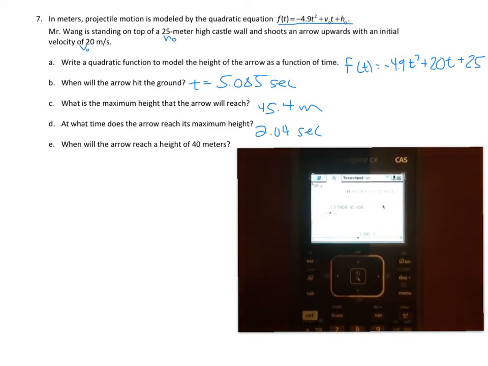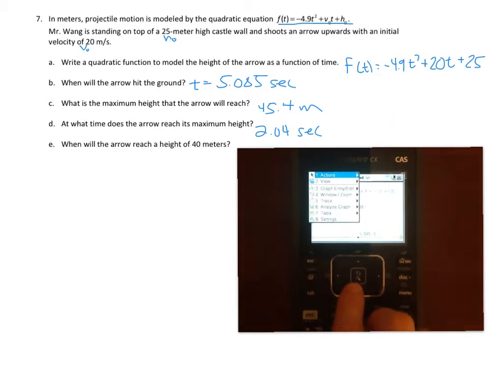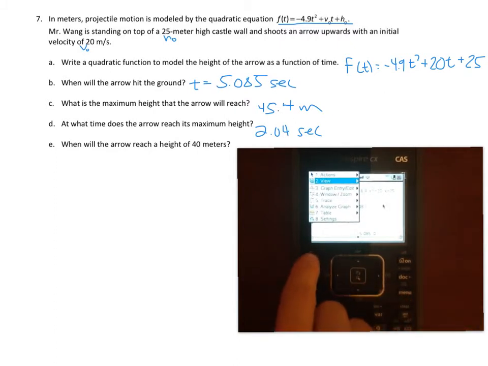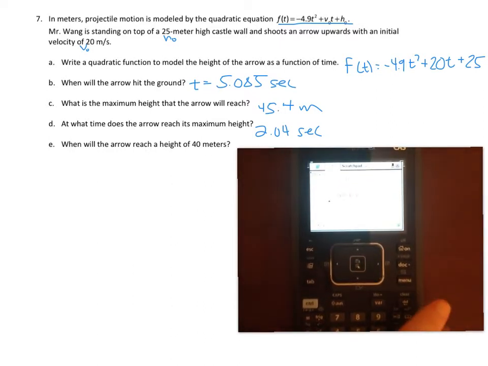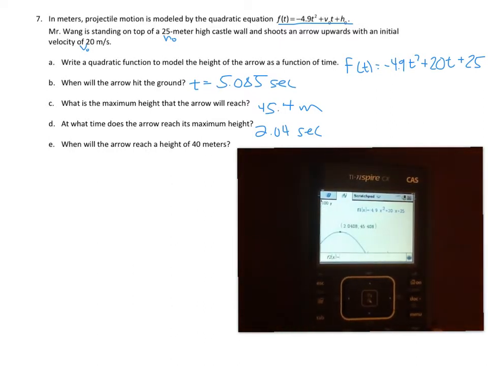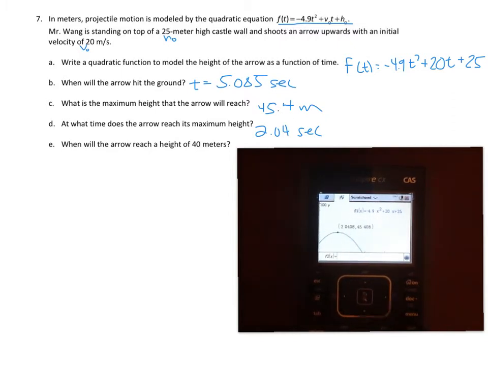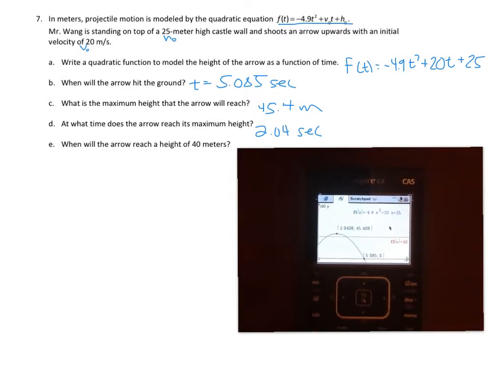And when will the arrow reach a height of 40 meters? To find this exactly, some people like to try and use trace, but that's not going to give us an exact value. So a better thing to do is press tab to get to where you enter your function, and in f2 of x, you're just going to put in a horizontal line, y equals 40. So you just enter 40. Press enter, and it gives you a horizontal line, and now we can find the intersection.